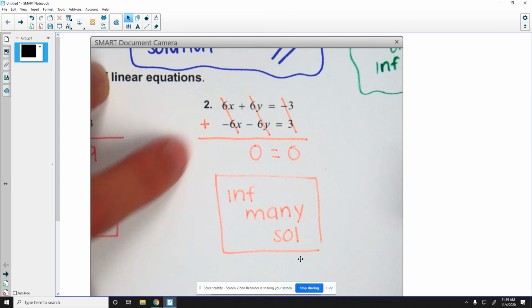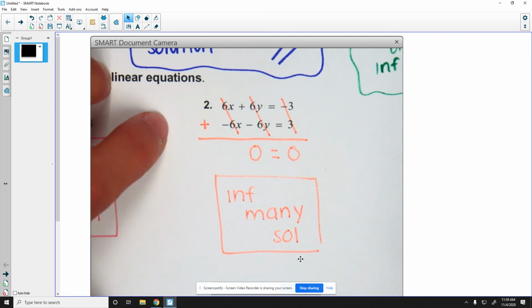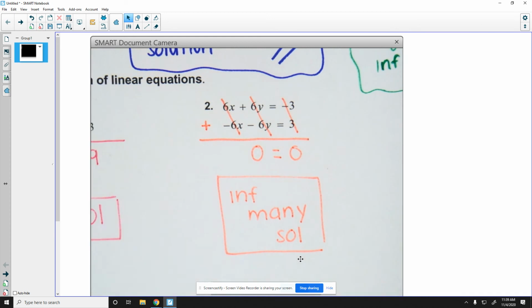Either one is fine. But basically, what did they do? They wrote the same exact equation, but they just wrote it in two different ways. So I have infinitely many solutions. My line is on top of my other line.